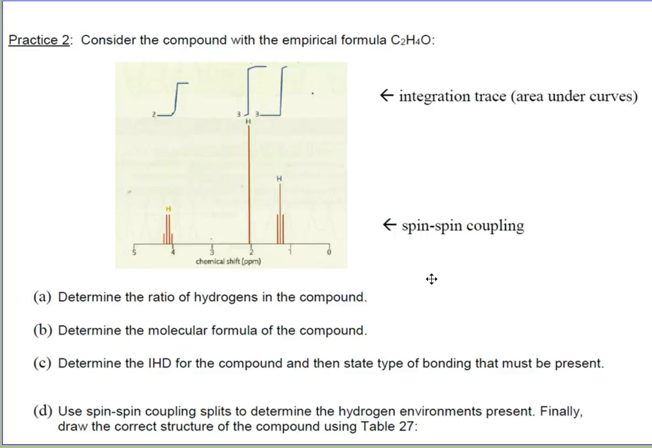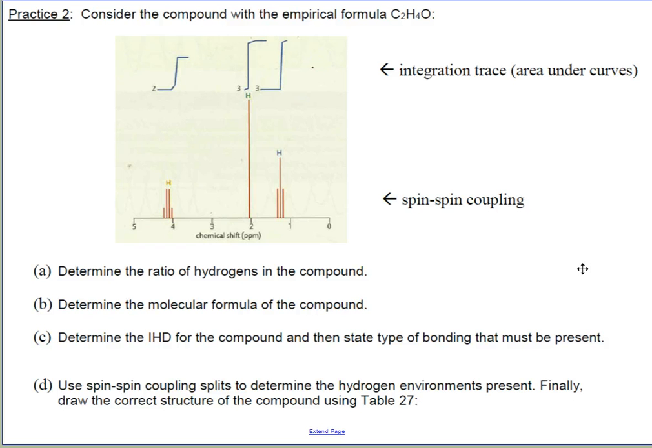Once you have the molecular formula, please calculate the IHD for this compound and interpret what type of bonding must be present in the compound. Finally, look at those spin-spin couplings, the peaks that are being produced, to determine what types of hydrogen environments are probably present. Once you have done this, please draw the correct structure of the compound. You can use Table 27 to help you based on the shift data that you see in the H NMR.